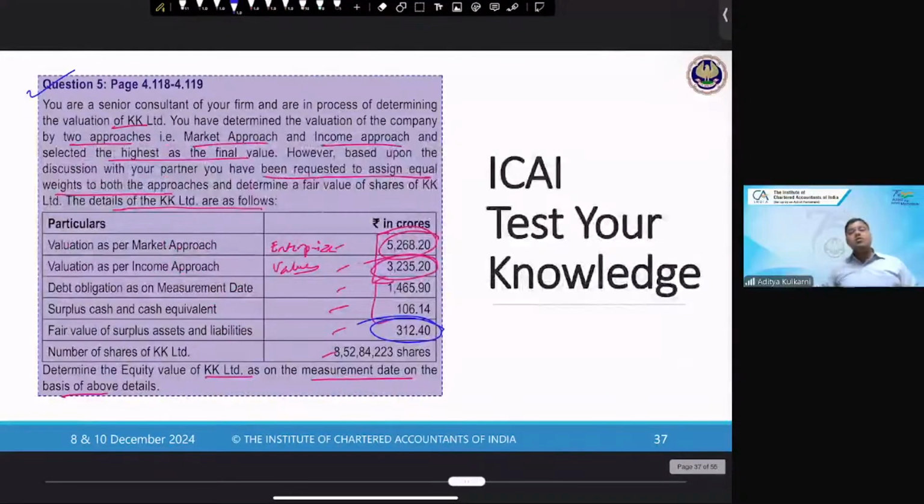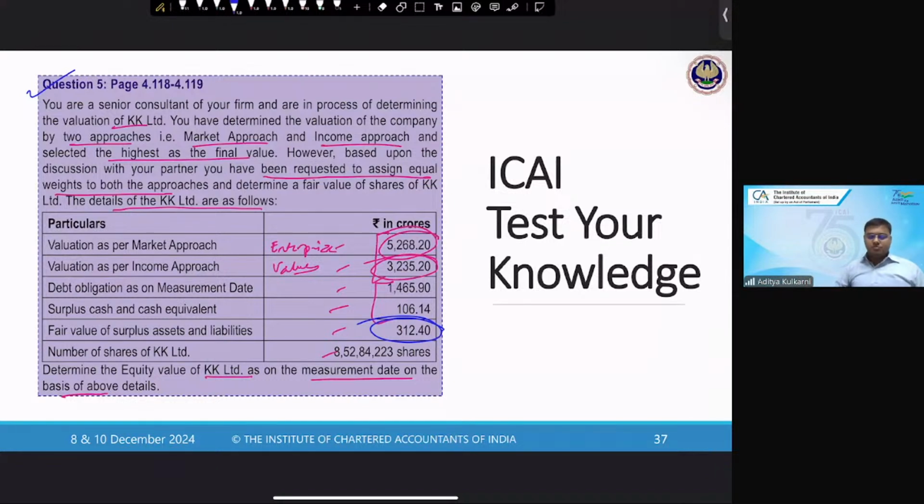There is no question of taking any entries, but what is important is the basis for the fair valuation. That is why these questions are forming part of your Ind AS 113. Is it okay? Yes, sir. Anybody has any doubts? No, sir. All right, fine.